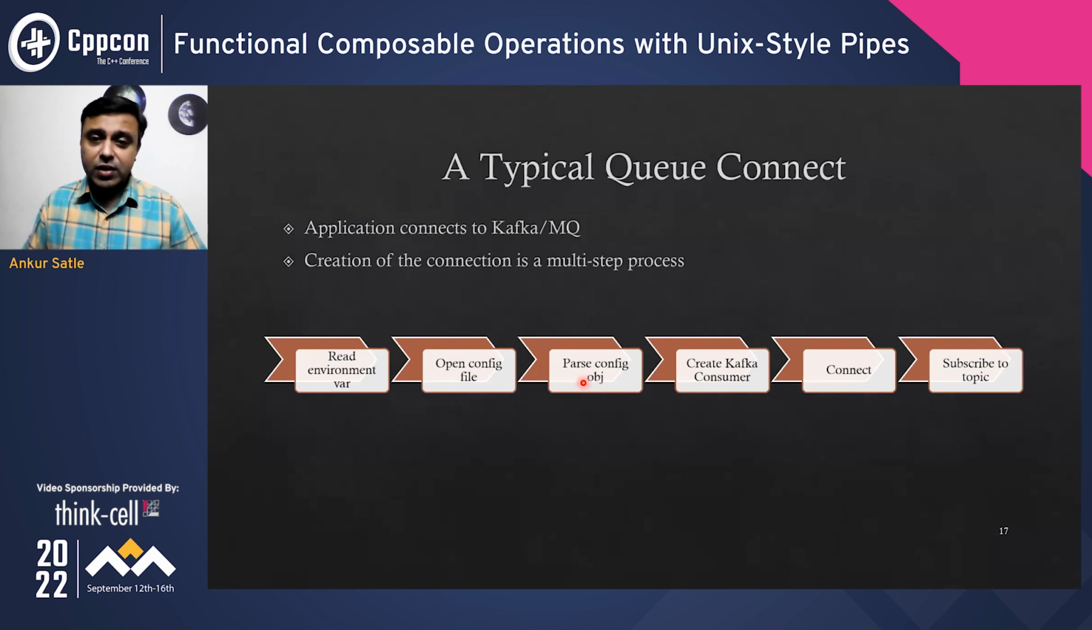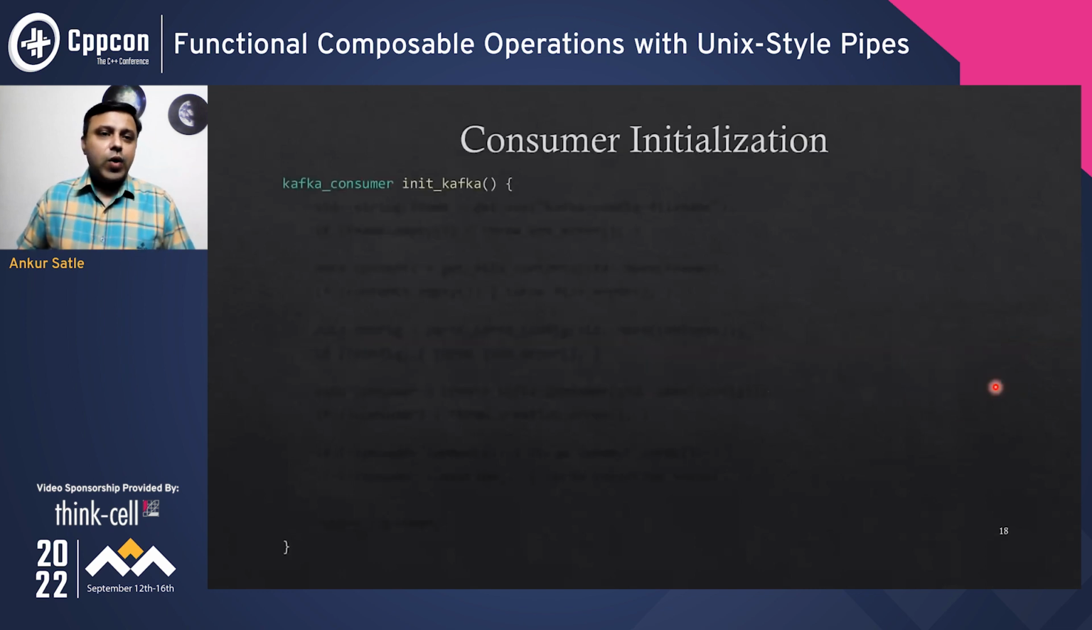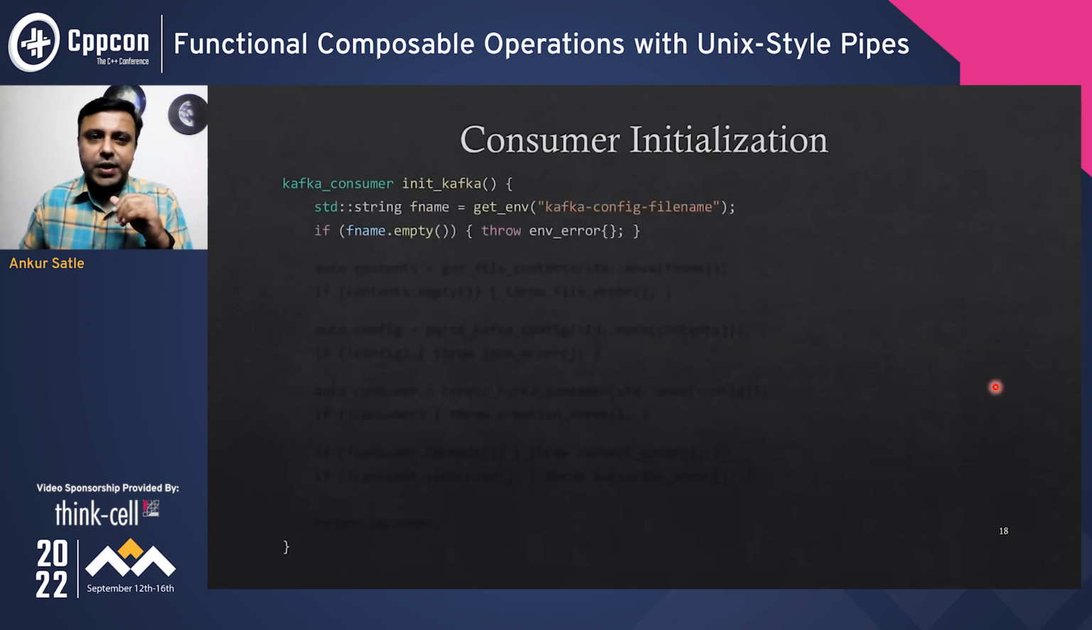You create the Kafka consumer, the real consumer, and then let it connect to the Kafka server as per the configuration. And now you subscribe to a topic. A topic is a concern, the messages that you are interested in, and then you'll start receiving those. And what would an initialization look like?